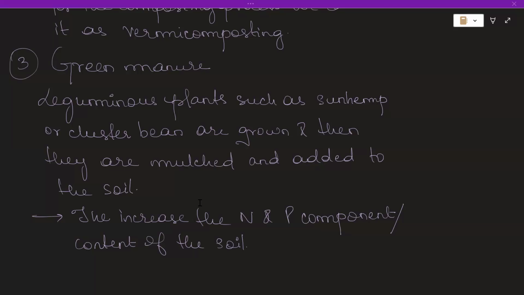Now what is N and P? Nitrogen and phosphorus. N stands for nitrogen and P is the phosphorus.